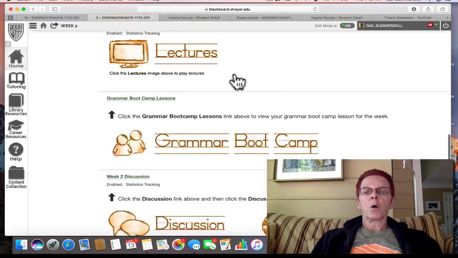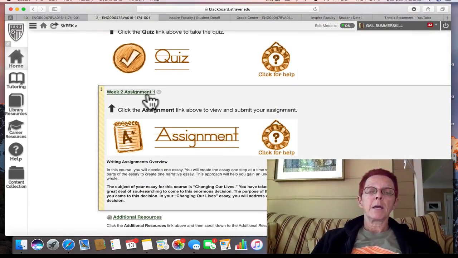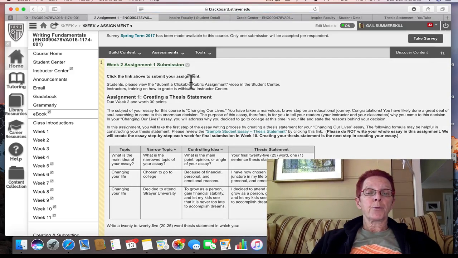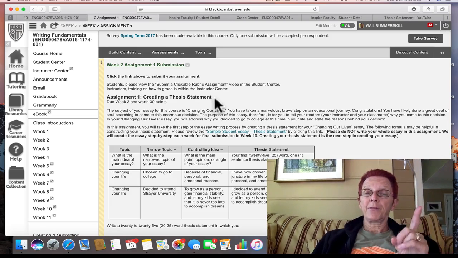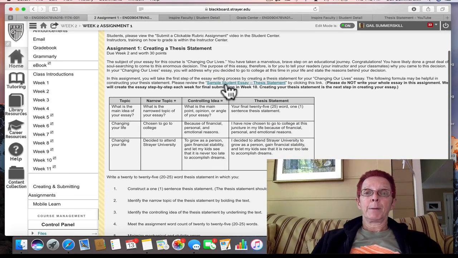So you want to scroll all the way down to the bottom. Do you notice the assignments in Strayer are always the last thing? You must click, anything underlined is clickable. You click on assignment 2, and what comes up are the directions. So you see here that you're creating a thesis statement. It's due in week 2. It's worth 30 points.